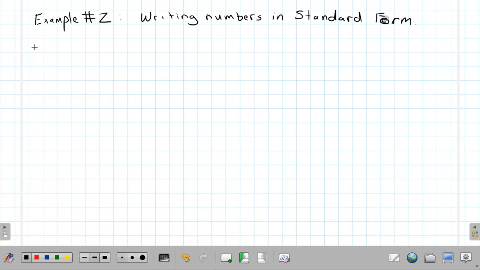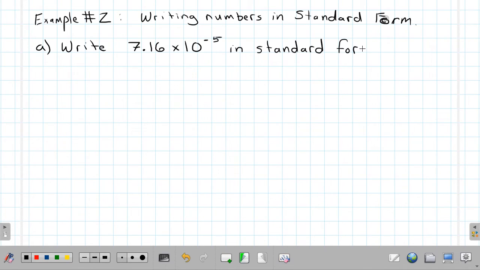Okay, so let's look at part A. They tell you to write 7.16 times 10 to the negative 5 in standard form. So they're asking you to take this number and write it as either a decimal or a whole number, or whatever the number is, in standard form. That means no multiplication and no exponents.